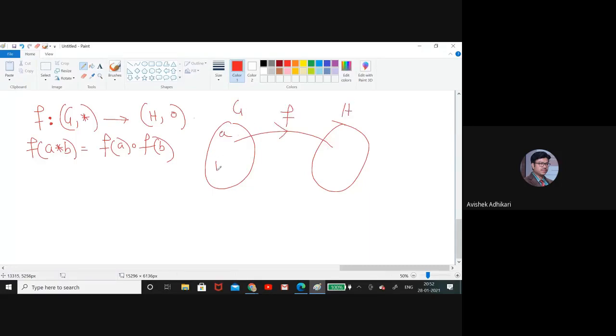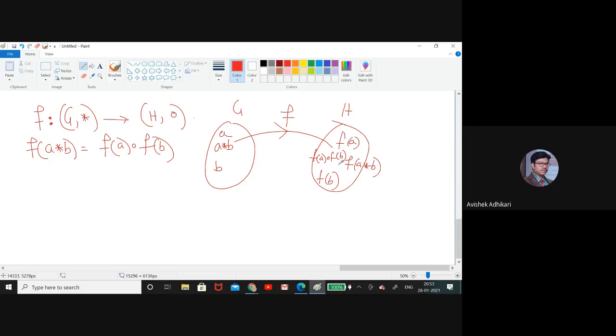Take any two elements; then from the definition of a group, their binary operation a star b must also be in G. Now take f. f is a function, so f(a) must be an element here, and f(b) must be an element here. a star b is also an element here, because f will send a, b and a star b into H. Now, since f(a) and f(b) are in H, their composition, f(a) composition f(b), must be here from the definition of the group.